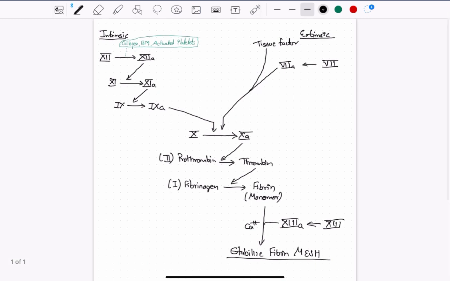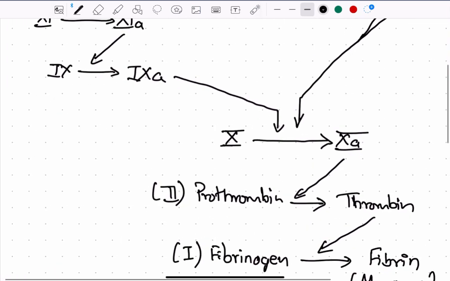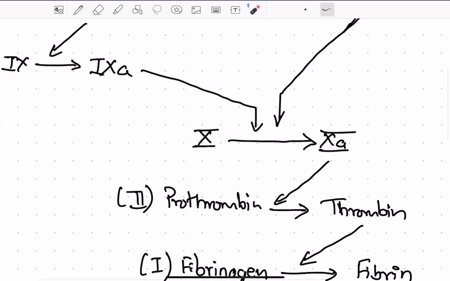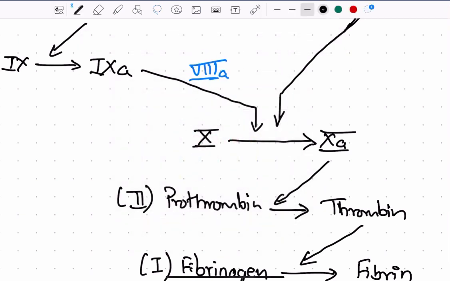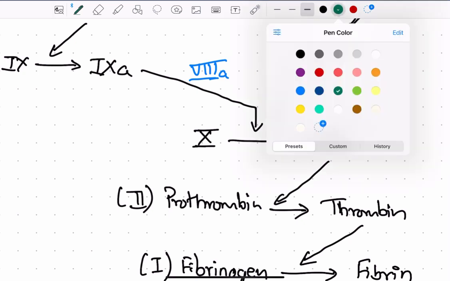Now there are very few important points that you need to know here. This step right here, the activation of factor 10 by factor 9, requires a cofactor, which is activated factor 8. Okay, so this is the cofactor. Let me change its color, which acts on this step.